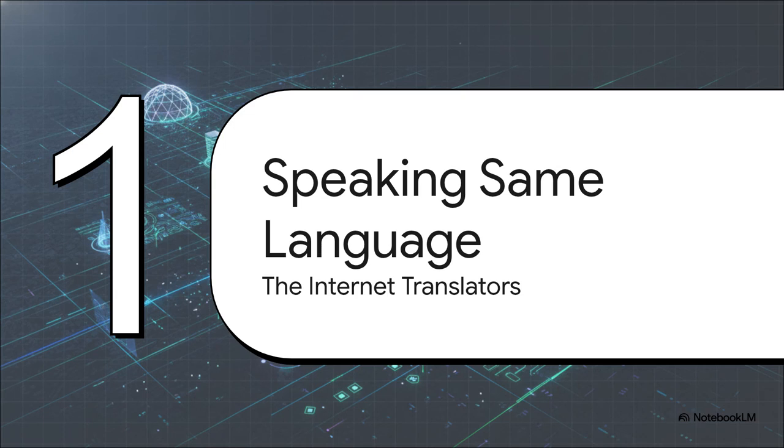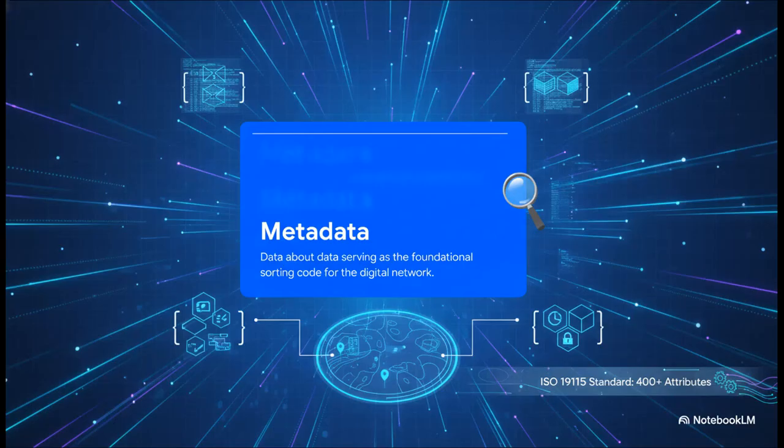Which brings us to part 2, speaking the same language. To solve this digital chaos, we need the translators of the internet to step in. The absolute bedrock of this solution is metadata. Simply put, it's data about data. Think of it as the ultimate sorting code for the entire digital network. According to our source material, metadata is structured in 3 really crucial ways.